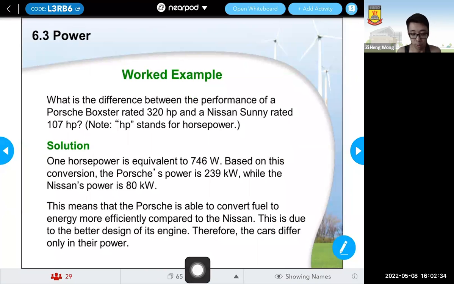We also talk about the concept of horsepower, because in the past, before all these engines were discovered or invented, people used horses and all this. So 1 horsepower is about 746 watts. So they are trying to tell you that the Porsche having a larger horsepower is able to do more energy per unit time. Okay. So just a simple example.